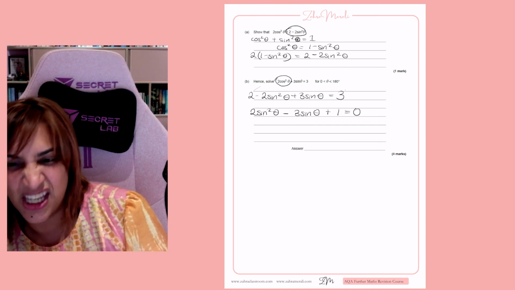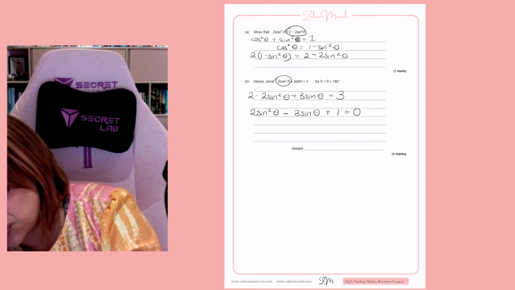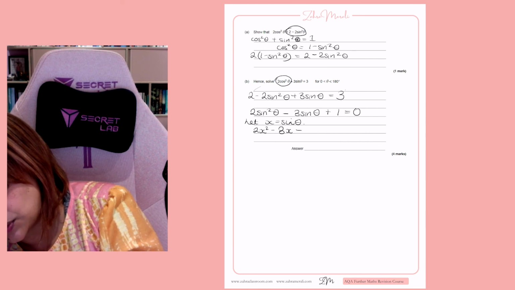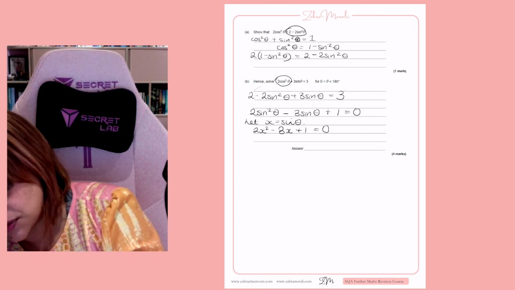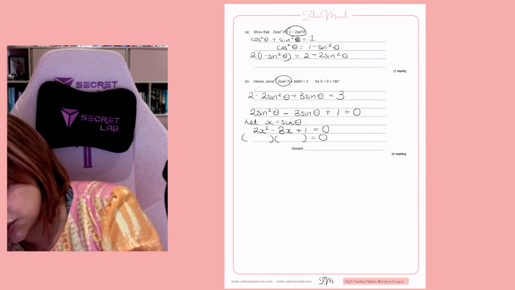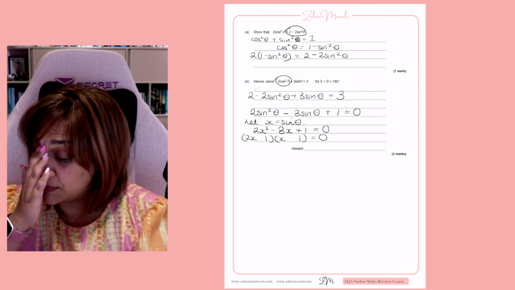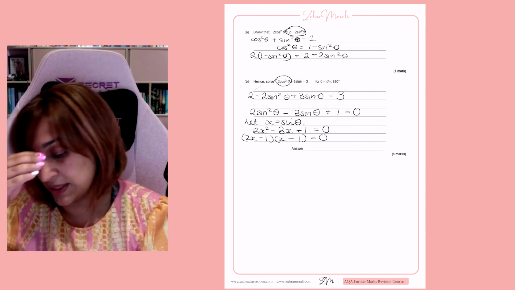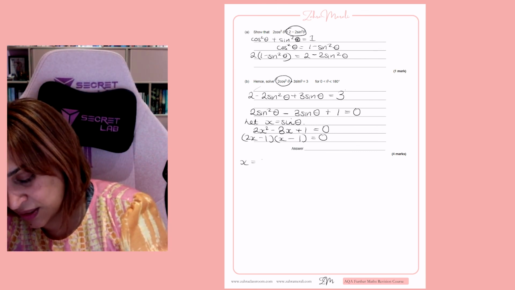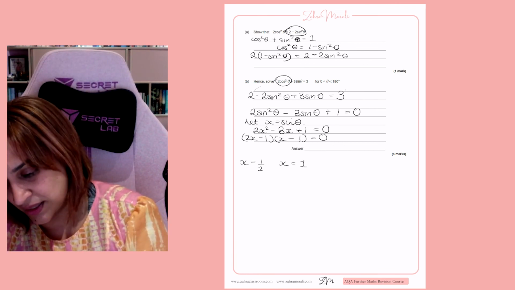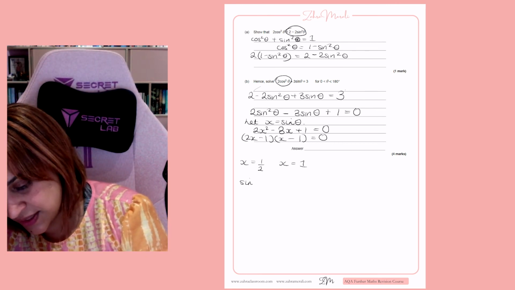And then if you can't see it and it annoys you, you could say let x equal sine theta. So you get 2x squared minus 3x plus 1 equals 0. We could factorize that. So we get 2x and x, 1 and 1, and we're going to get minus and a minus, because that's going to work out. So we get x equals a half, or x equals 1. But x is really sine theta. So sine theta is a half, sine theta equals 1.